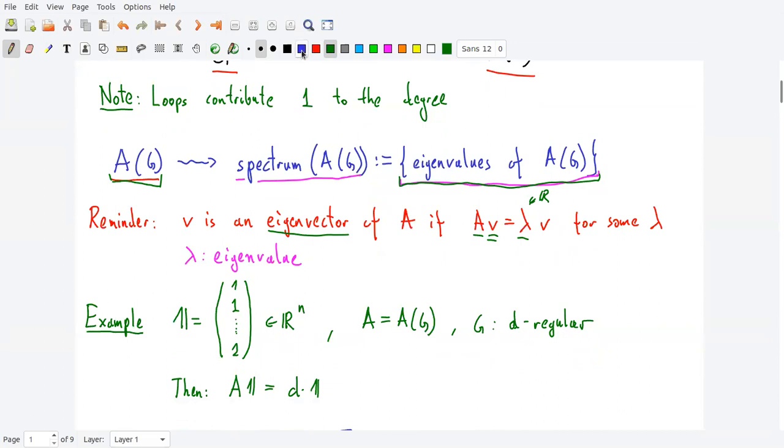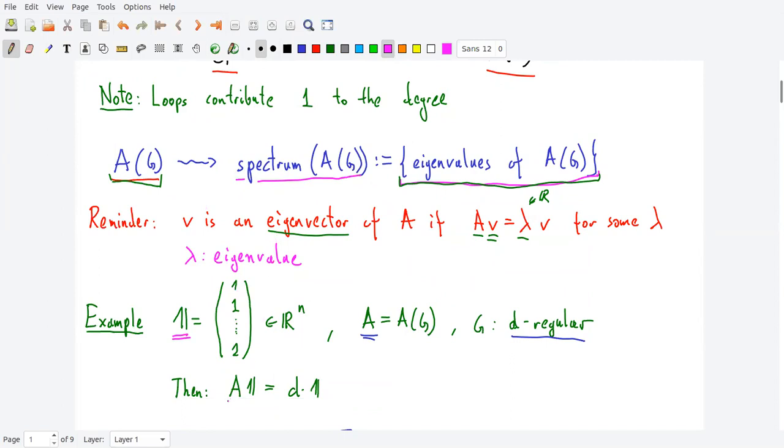In our case, you can quite easily already see what the eigenvectors will be. If G is a regular multigraph and A is its adjacency matrix, then you can very easily see already one eigenvector. This eigenvector will be of crucial importance for us later on, namely the vector of all ones, which corresponds to putting a 1 on every vertex of the graph.